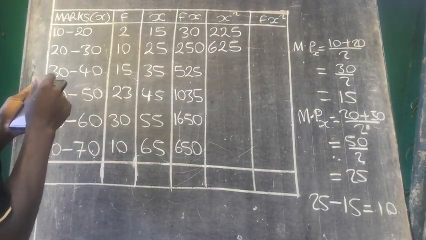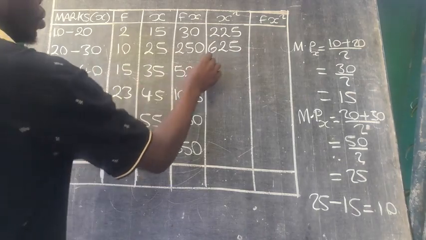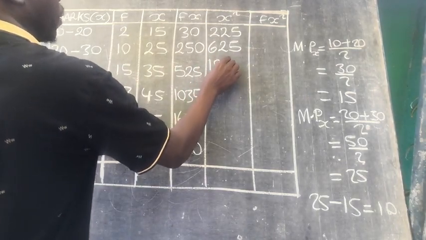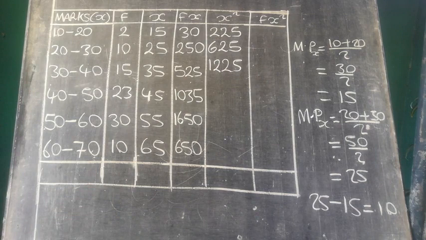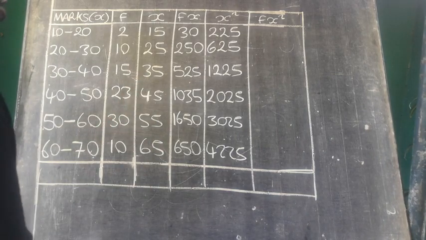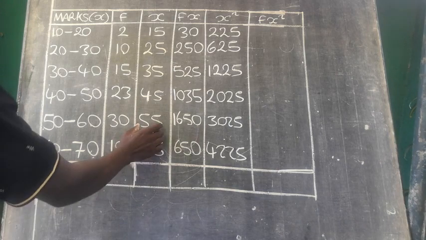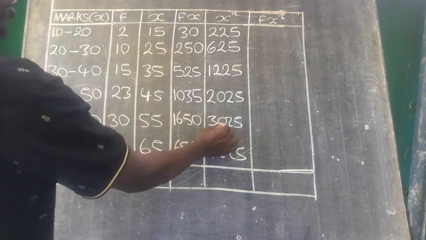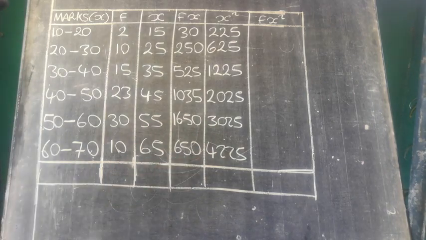Then we go to 35 times 35, which is 1,225. So when we square 35, we are getting 1,225. So when we square 45, we are getting 2025. When we square 55, we are getting 3025. When we square 65, we are getting 4225. Just have to get your calculator. This is a paper 2 question. You are allowed to use calculators.